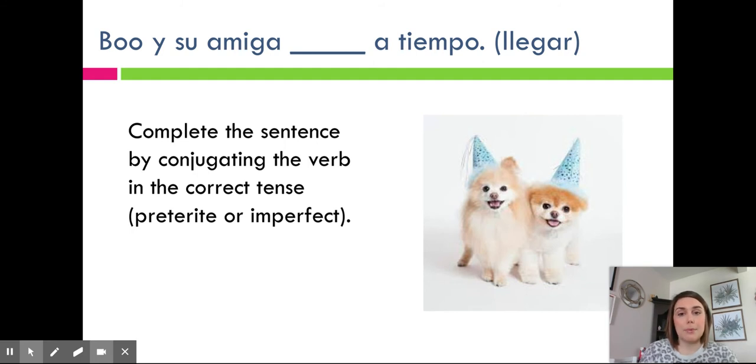Boo y su amiga blank a tiempo. Choose. What is the action? So is it preterite or imperfect? What is the sentence trying to say?